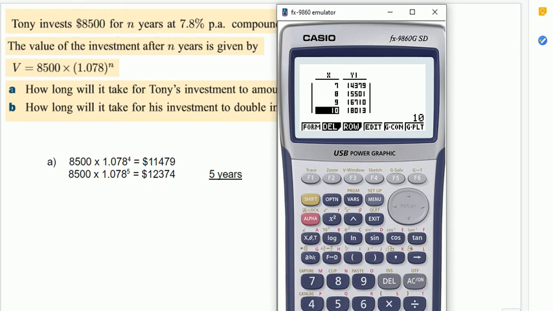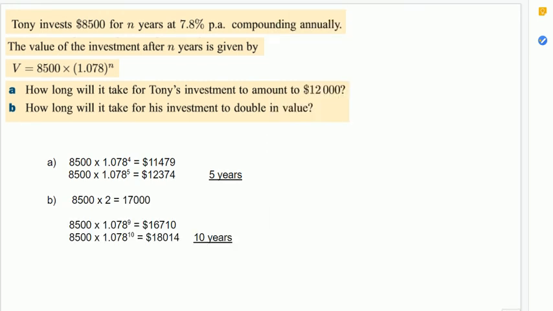And again, a little bit of working, maybe slightly more. You might show the examiner that you know what doubling means. So this word double means times by 2. So 8,500 times 2 is 17,000. Show that there's less than 17,000 after 9 years. Show the substitution, show the number. Show that there's more after 10 years. Mark the answer 10 years. And that is all you need to do.